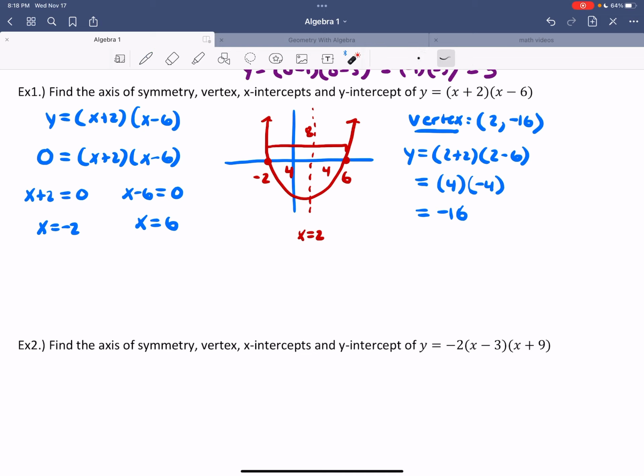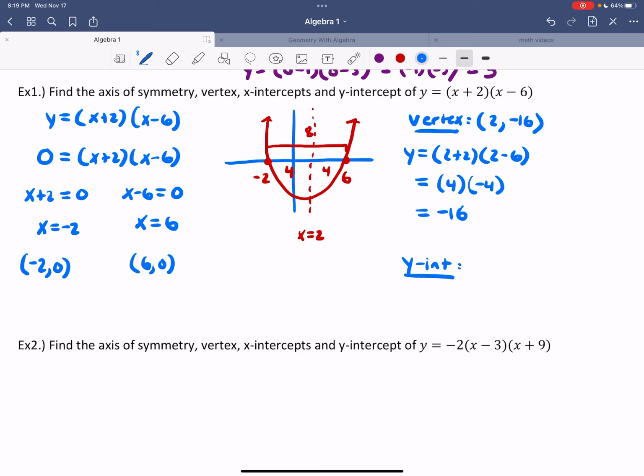So let's see if we found everything so far. We found the x-intercepts, and I probably should have written those as a coordinate, an ordered pair. That was (-2, 0) and (6, 0). We found our x-intercepts. We found our axis of symmetry. We found our vertex. The only thing we haven't found at this point is the y-intercept.